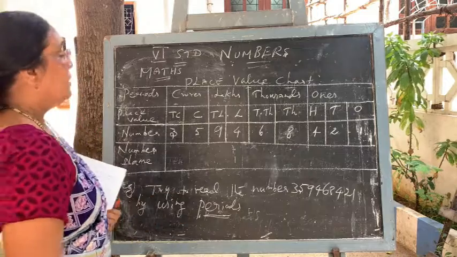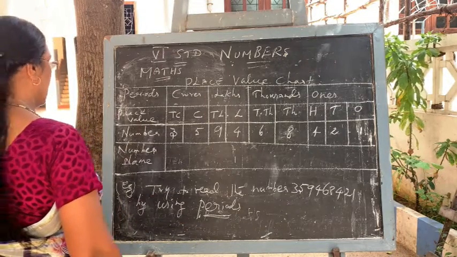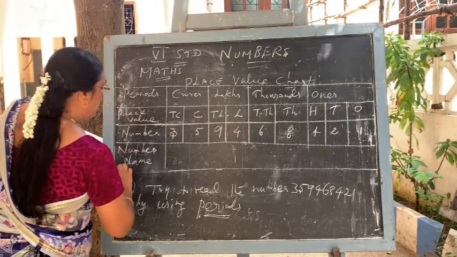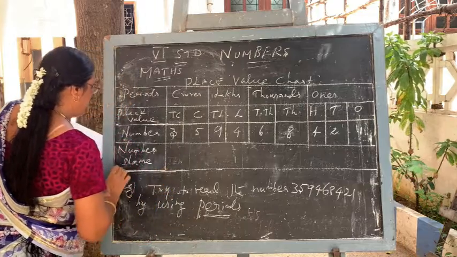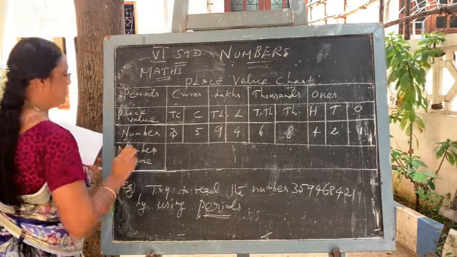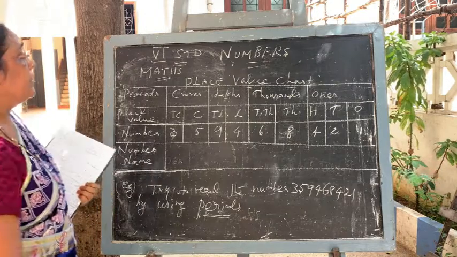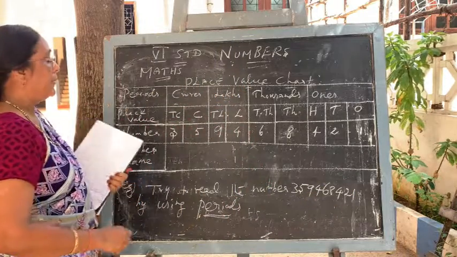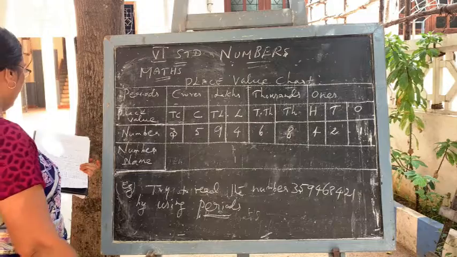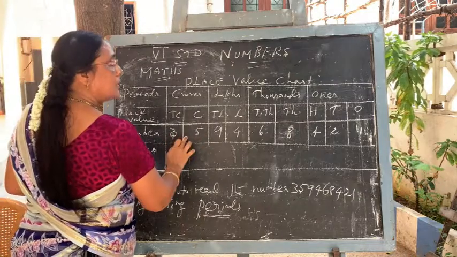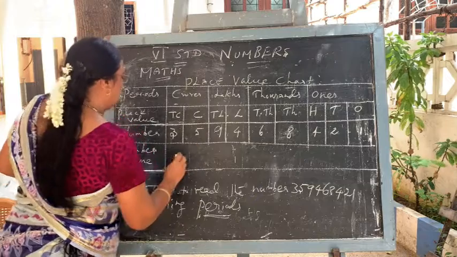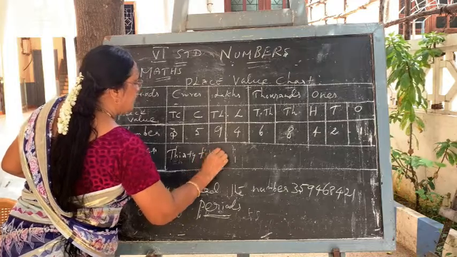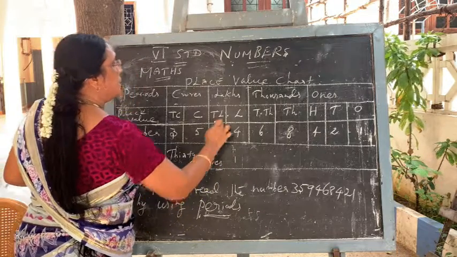I just wrote the number with the appropriate given digits. Now can you say the name of the number? Can you write the number? Can you read the number? And you have to write it in words. That is the number name. Now how to read? 35 crores. Because in the crores place, what is the number here? 35. So you have to write 35 crores.